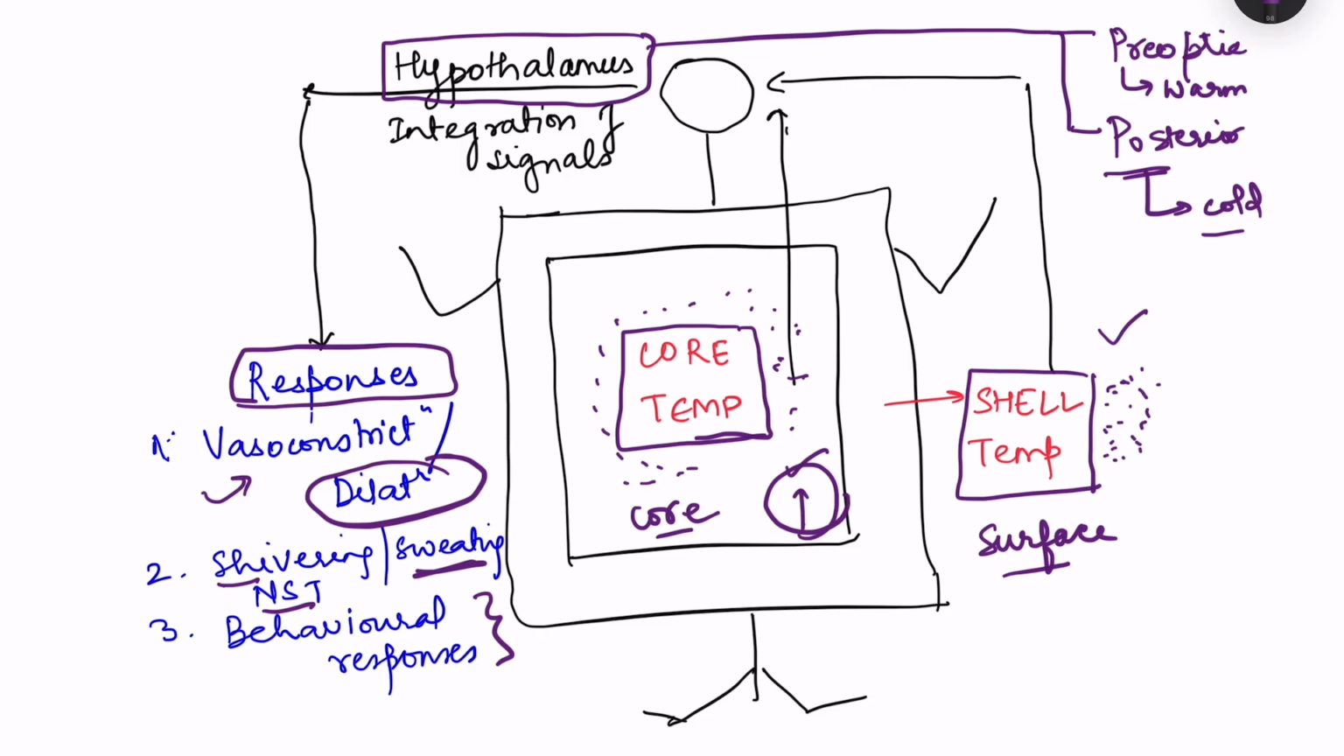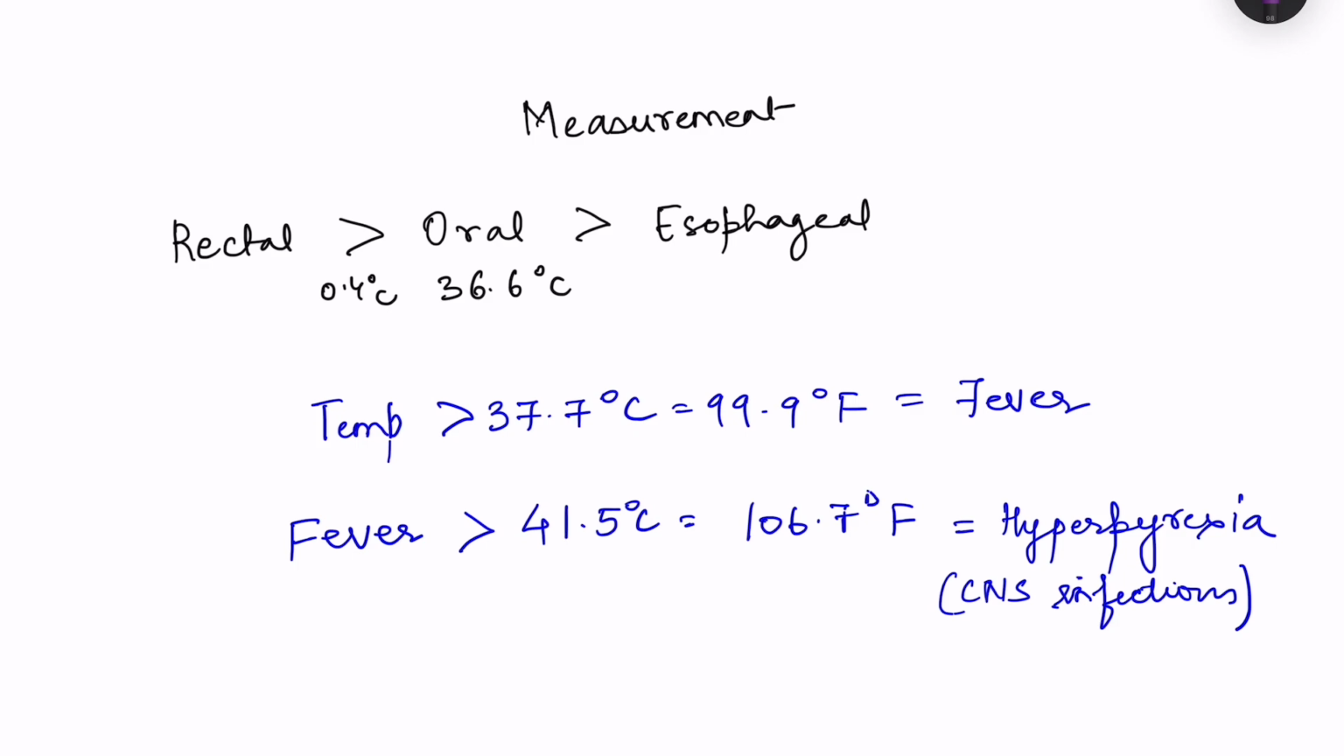So that was about the hypothalamic responses, and we will see how these hypothalamic responses are important for the generation of chills in the fever. Now, how is body temperature measured?